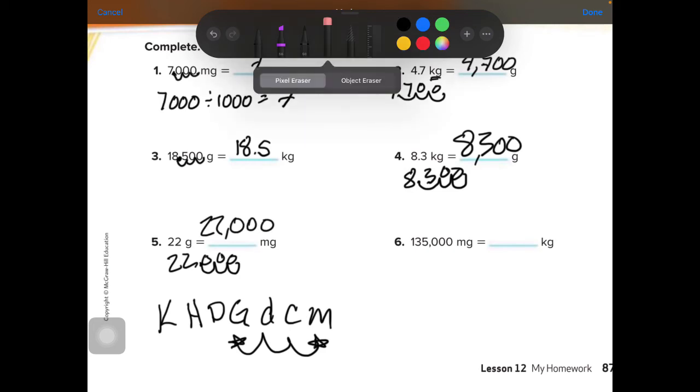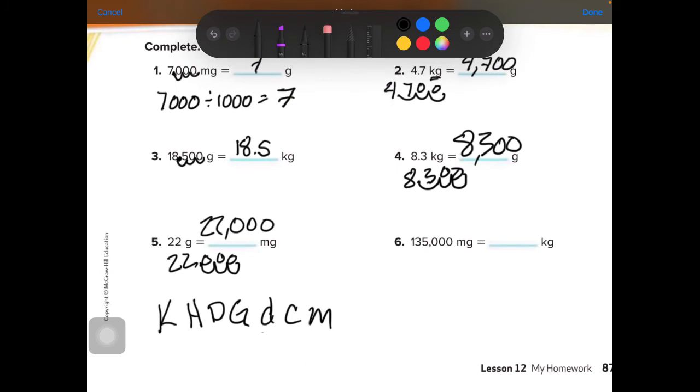Okay, over here on number 6, we have 135,000 milligrams to kilograms. So we have milligrams to kilograms. So we're going to go left, 1, 2, 3, 4, 5, 6. So start right here, 1, 2, 3, 4, 5, 6. Decimal point right there. And always, if you see a decimal point looking like this, always put a 0 here so everybody understands that you have a decimal right there that they need to pay attention to.